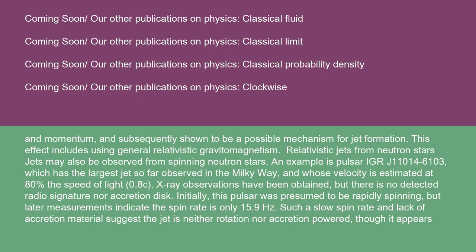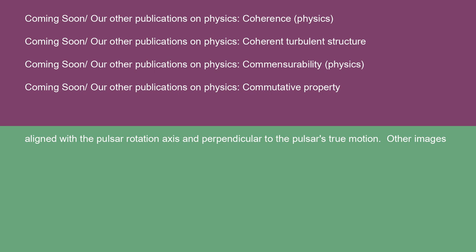X-ray observations have been obtained, but there is no detected radio signature nor accretion disk. Initially, this pulsar was presumed to be rapidly spinning, but later measurements indicate the spin rate is only 15.9 Hz. Such a slow spin rate and lack of accretion material suggest the jet is neither rotation nor accretion powered, though it appears aligned with the pulsar rotation axis and perpendicular to the pulsar's true motion.